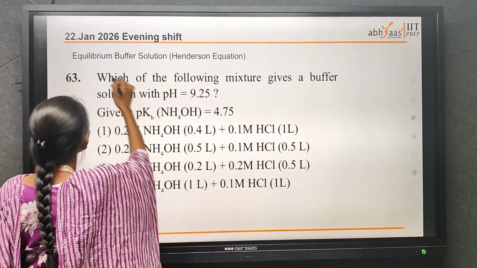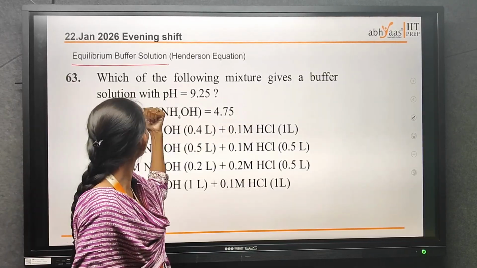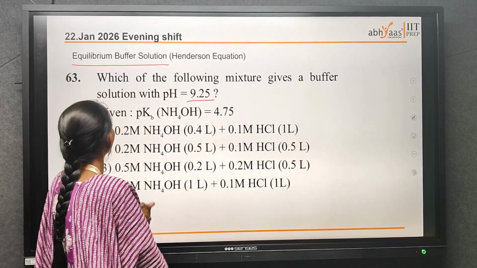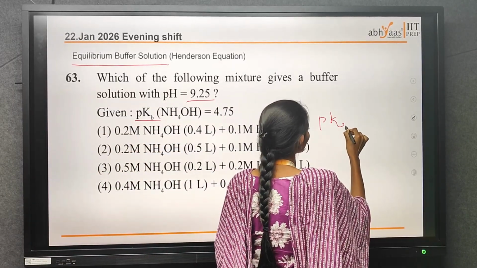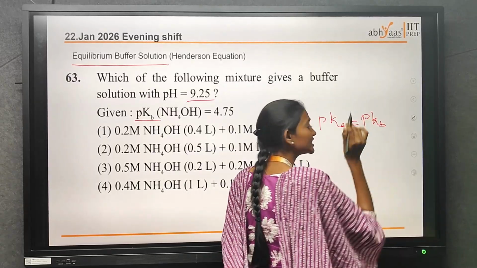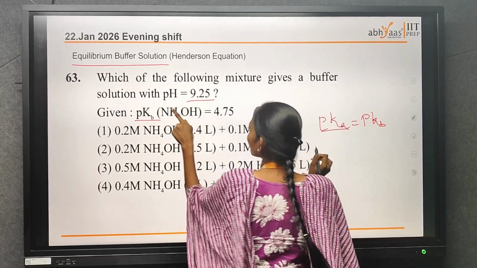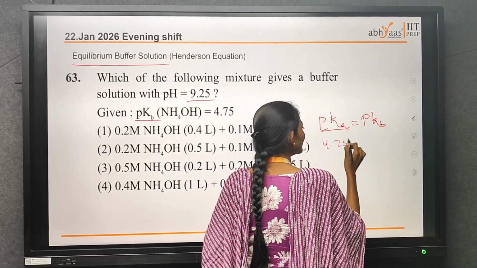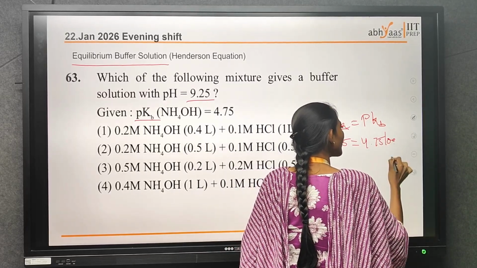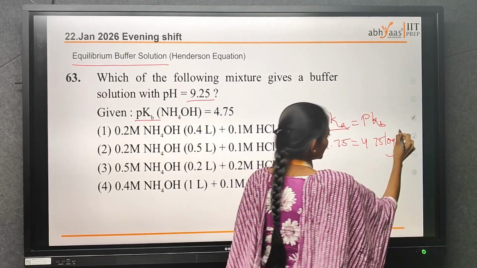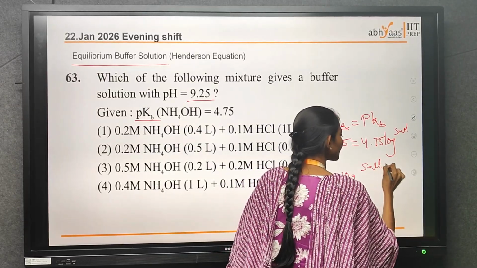So next question, this is from equilibrium, buffer solution, which is Henderson equation. Which of the following mixture gives buffer solution with pH 9.25? They have given pKb value. You know that pKa value is equal to pKb. You know that, right? When it is going to be applicable, means when it is an ideal buffer solution, then only it will be applicable. So pK value, how much they have given? 4.75. Then pKb will also be equal, right? 4.75 plus log what, Nana, here? Salt by base. So I'll write here itself log salt by base.